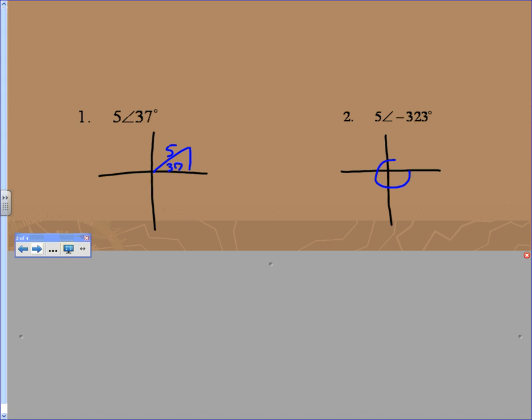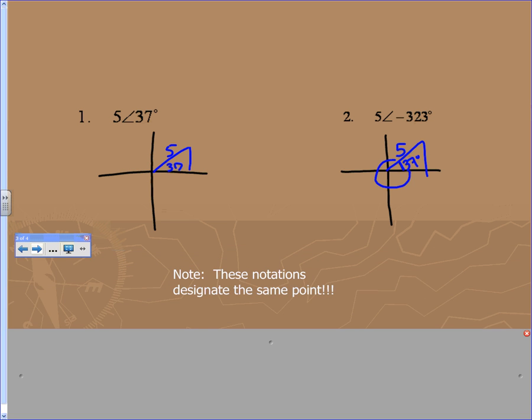Why do you always have to do the first quadrant? That's what it told us. Negative 323. So I went down 323 degrees, right? Yep. So what angle is right here? 360 minus 323, which is 37 degrees. Same thing? Yep. They're the same exact thing. There are two different ways to notate them, depending on if you go positively or if you go negatively. Does that make sense?